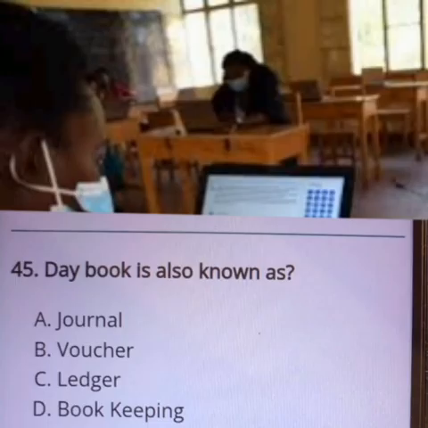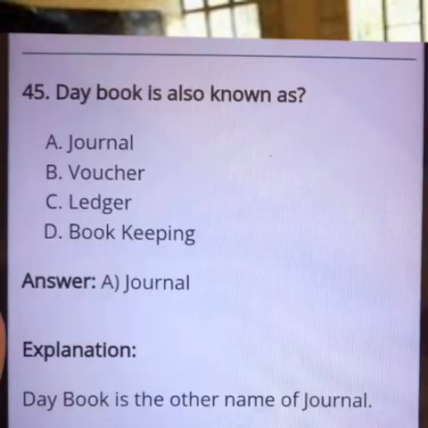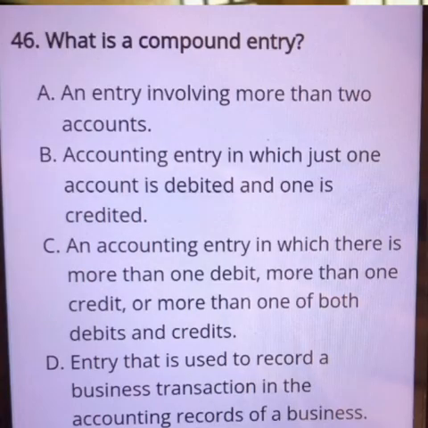Question number 45. Daybook is also known as? A. Journal. B. Voucher. C. Ledger. D. Bookkeeping. Answer is A. Journal.